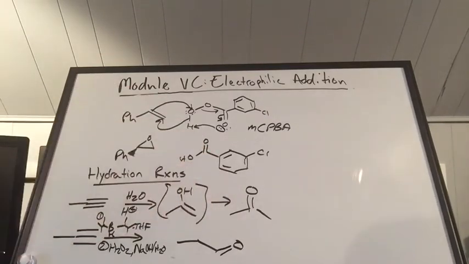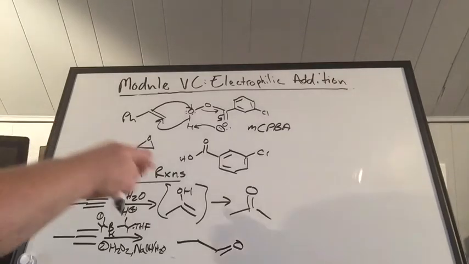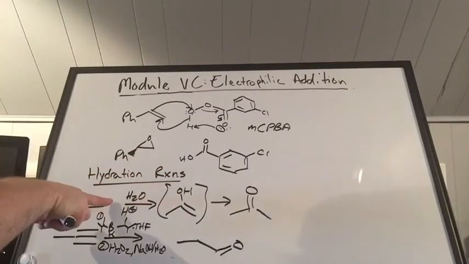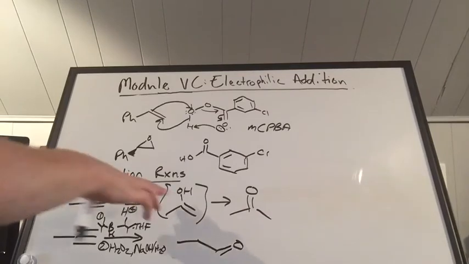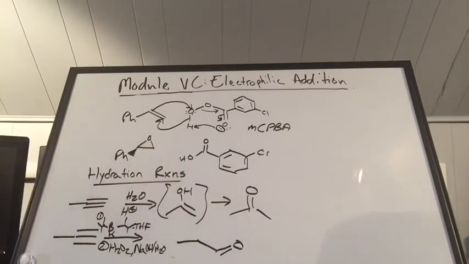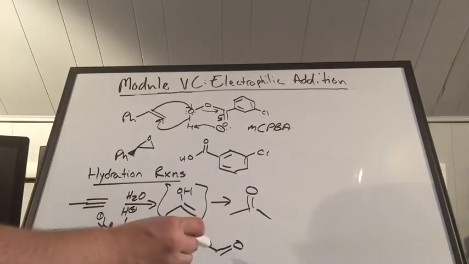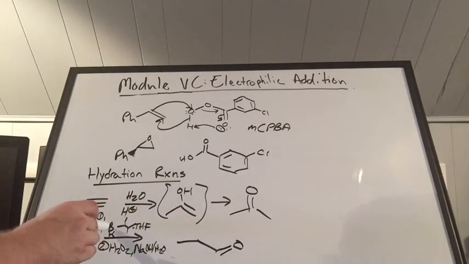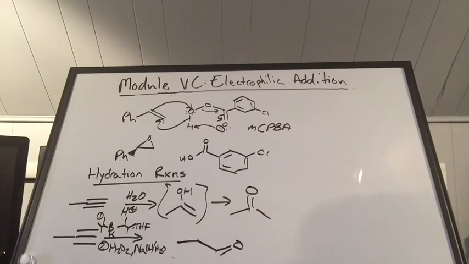So for Markovnikov addition, you would just use acid-assisted hydration. Again, OH plus hydrogen on the end, right? So this is a Markovnikov addition, reverts to a ketone product. This is going to revert to an aldehyde because this boro group is actually going to add at the terminal carbon. Okay, and I'll show some more specific examples of that with alkene substrates.